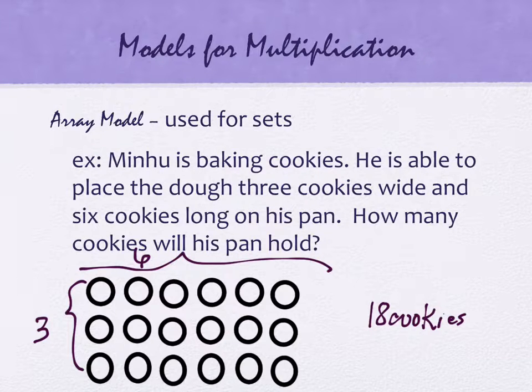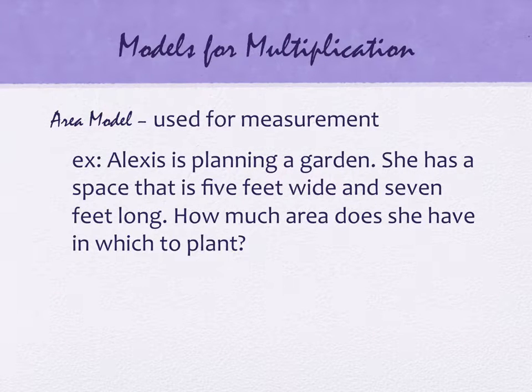There are objects that this makes sense to give a description for. So when you're working in your group and creating an array description problem, a model problem, you should be able to come up with something that's not cookies on a cookie sheet, right? But something else. All right, there's one more model, and this is an area model.